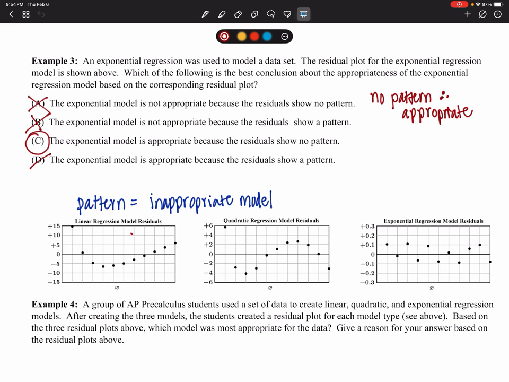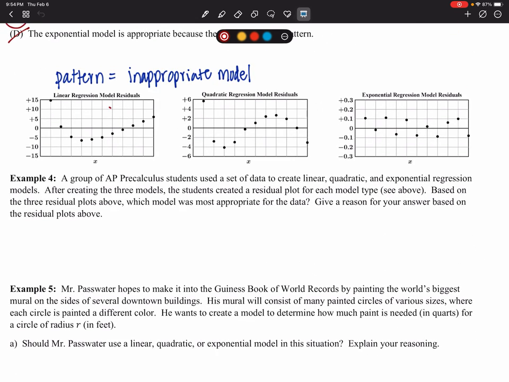Okay, let's look at the next. A group of AP Pre-Calculus students used a set of data to create linear, quadratic, and exponential regression models. After creating the 3 models, the students created a residual plot for each model type. Based on the 3 residual plots above, which model was most appropriate for the data? Give a reason for your answer based on the residual plots above.